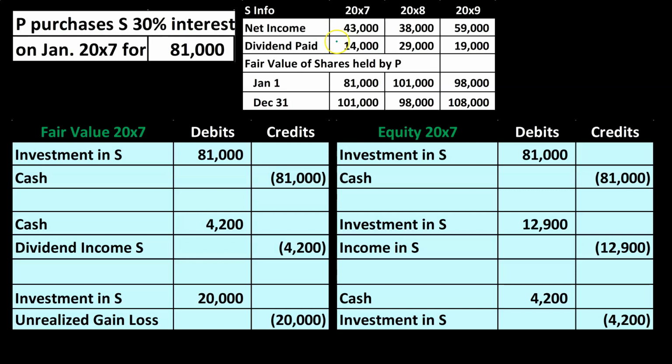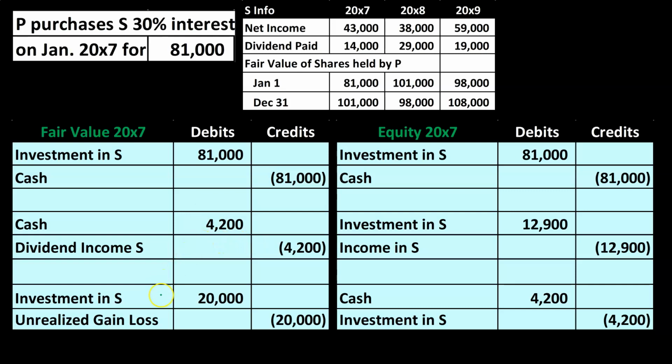And usually the dividends will be something less than the earnings. So you can imagine they made $43,000. They gave out dividends totaling $14,000. So under the fair value method, I'm going to wait till I get the dividend, take my 30%, 14,000 times 30%, increase the cash by 30% of that, 4,200, crediting income. I'm recognizing income when they give it to me.